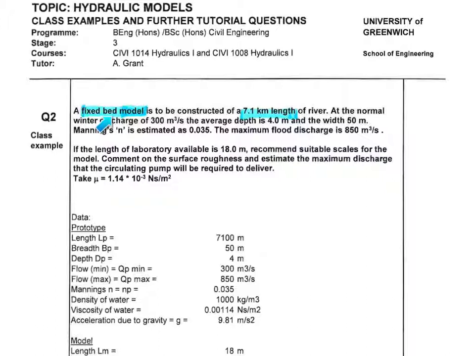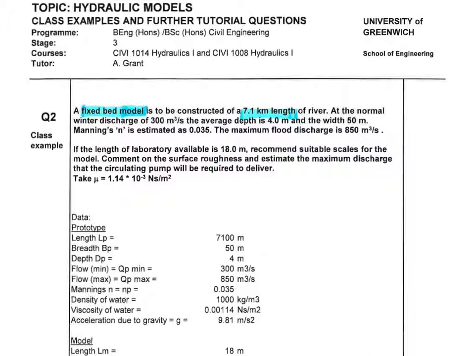Well, let's have a look at a typical model question that we might be expected to be able to answer. It's a river model, so that means it's a free surface model, and because it's a river model, it's a model in which we'd have to use distorted scales, i.e. x for all horizontal dimensions and y for vertical dimensions. We're given some basic information, the average flow in the model, the width and the depth corresponding to that, and Manning's n. We're also given a maximum flood flow in the model, and then we're given some information about the space available to build the model.